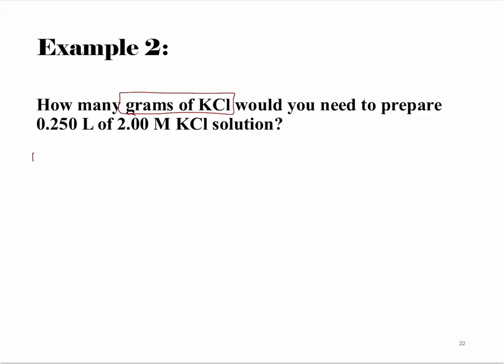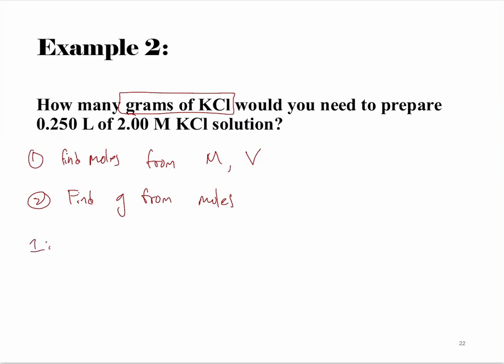Let's think of it as a two-step process. First, find moles from molarity and the volume. And 2, find grams from moles. So in step 1, the molarity equals the moles per unit volume. So how would I rearrange this to solve for moles?